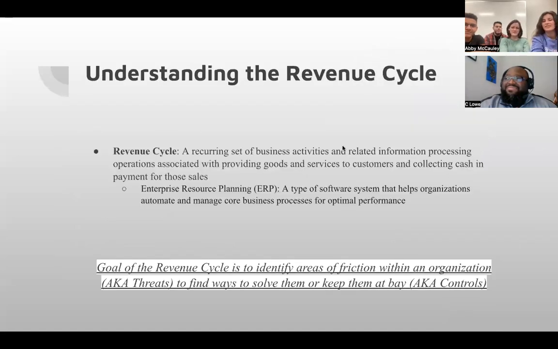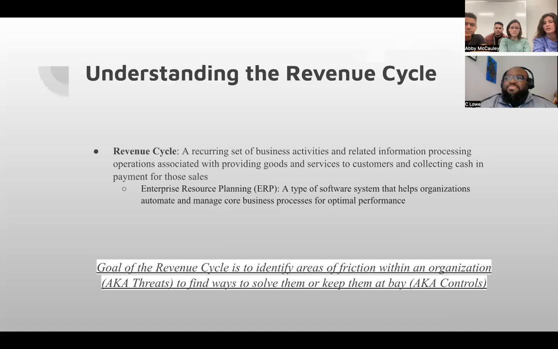Okay, to understand the revenue cycle, you're going to have to understand the definition of the revenue cycle, which is a recurring set of business activities and related information processing operations associated with providing goods and services to customers, and collecting cash and payment for those sales.